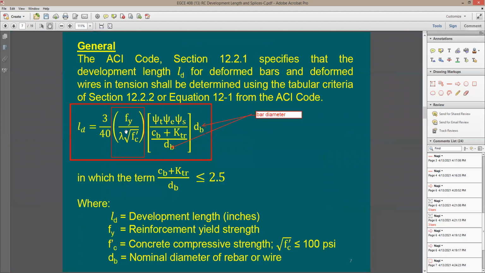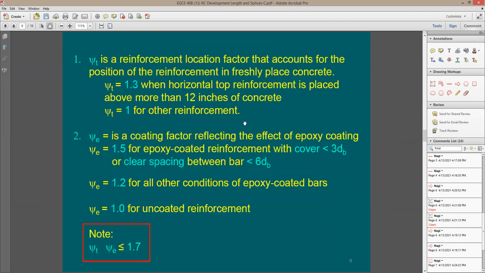Now, we figure out here one factor, C sub B. How about this psi? Let's go through them. Psi sub T here, it says for the top rebars. It says when you have here top rebars, we need more development length. And the factor of psi sub T is going to be 1.3. This happens when you have more than 12 inches of concrete below the rebar.